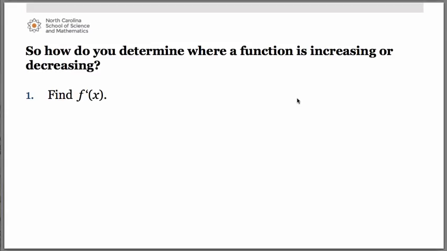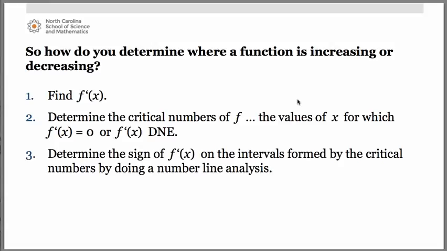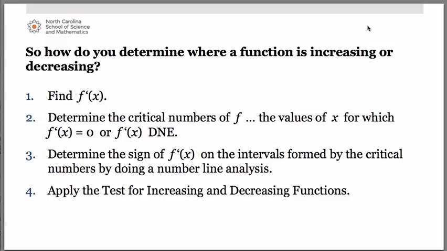So how then will we determine where a function is actually increasing or decreasing? Well, the first thing we'll have to do is find the derivative. Secondly, we will determine the critical numbers of the function, the values of x for which f prime of x equals zero or f prime of x does not exist. Third, we will determine the sign of the derivative on the intervals formed by the critical numbers, and we're going to do this by way of a number line analysis. Finally, once we have our number line analysis, we are going to apply the test for increasing and decreasing functions.